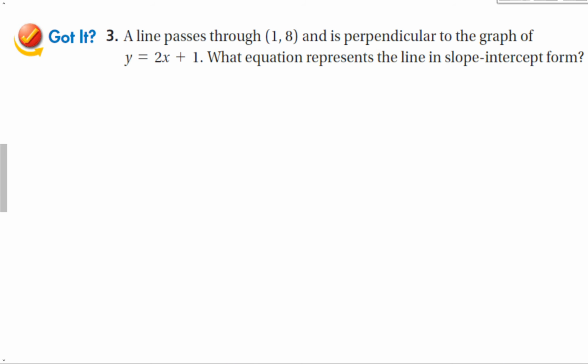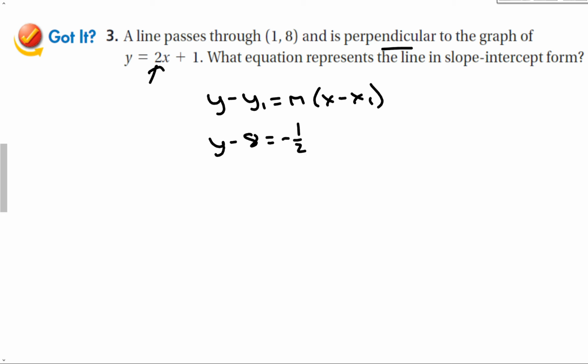So a line passes through (1, 8) and is perpendicular to the graph of y is equal to 2x plus 1. So we start with point-slope form because we know a point and we know the slope. Y minus 8 is going to be equal to the slope of something perpendicular to something with a slope of 2, which would have a slope of negative 1/2, times x minus 1. So that's y minus 8 is going to be equal to negative 1/2 x. Negative 1/2 times negative 1 is positive 1/2.